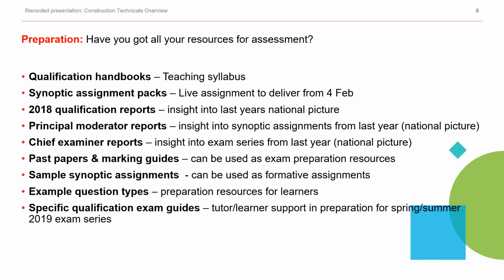It's what the moderators came across in terms of what was answered well, what type of questions weren't answered so well, and also general guidance and advice on how centres may improve the aspects of both the exam and the synoptic. It isn't on a national basis, so please do look at them. We've also got on our website past papers with marking guides, answers, sample synoptic assignments, and some sample questions as well, as you can see.